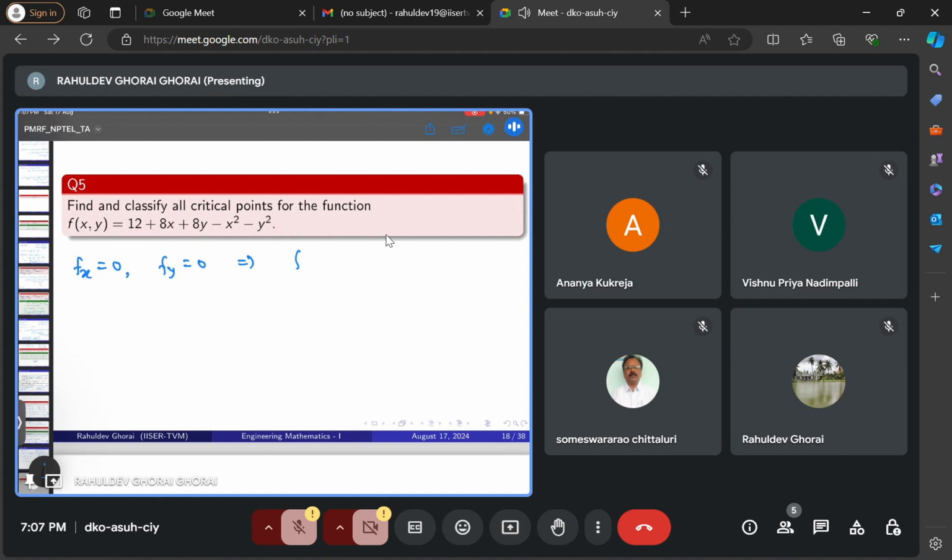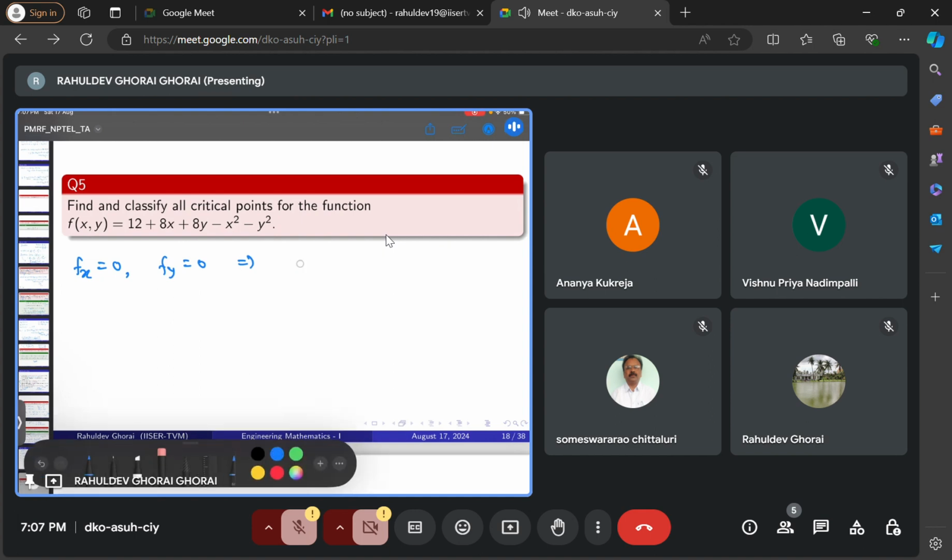What will be fx equal to 0? fx will be 8 minus 2x. Oh, it is easy. So that's why x equal to 4. And let's write it properly. I'll take this one here.